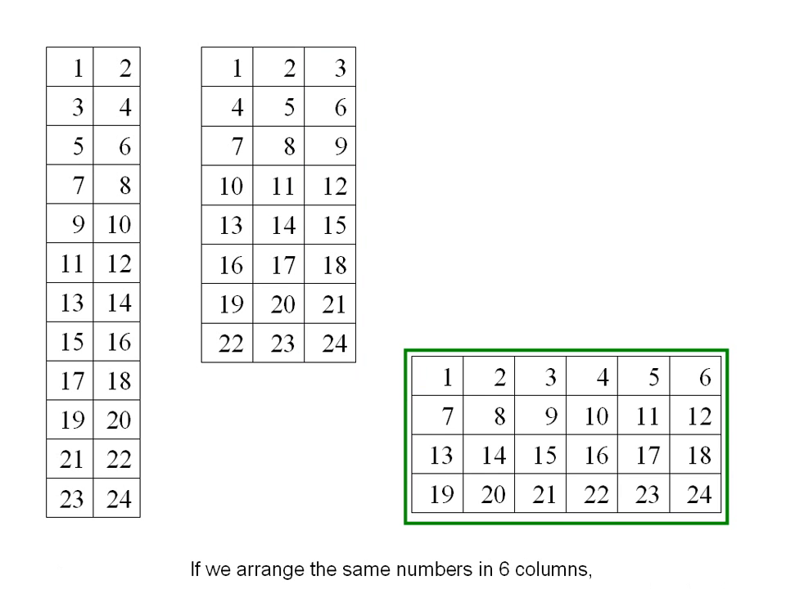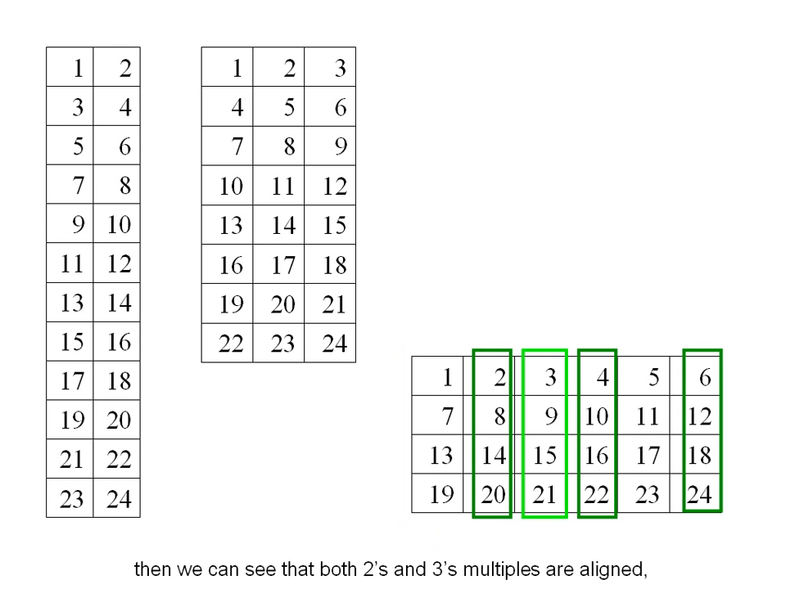If we arrange the same numbers in 6 columns, then we can see that both the 2's and 3's multiples are aligned. That's because both 2 and 3 are factors of 6.